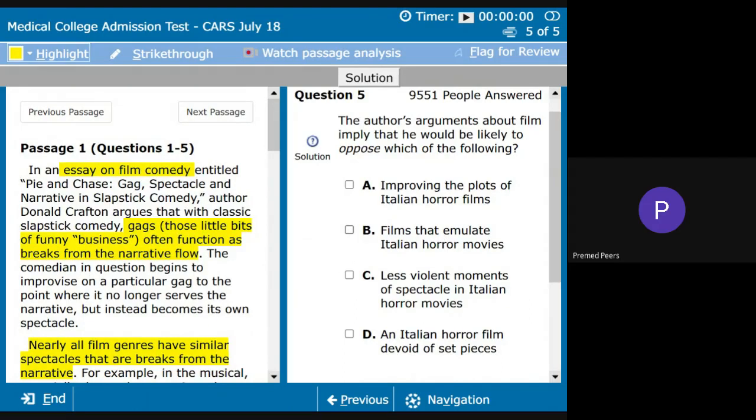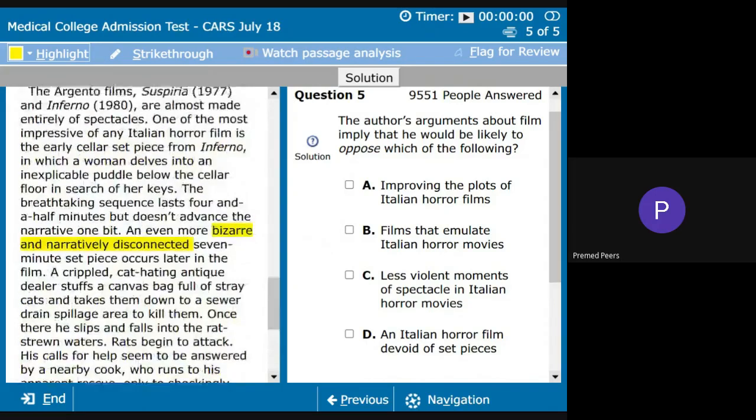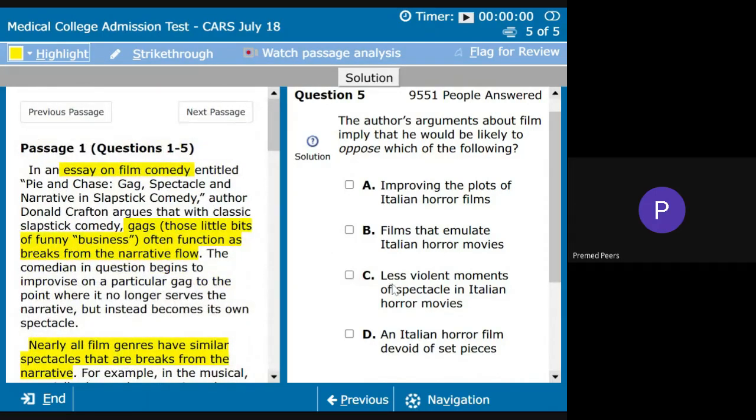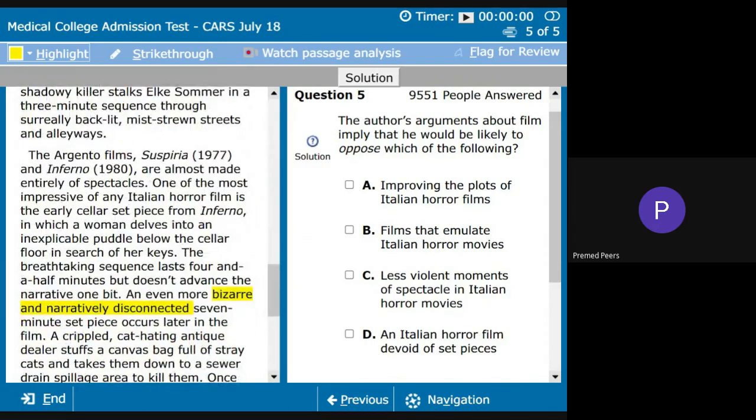B, would the author oppose films that emulate Italian horror movies? Again, I think no, because nowhere does the author mention what they think next level film should be like. So that's another answer choice you can cross out. For C, would the author oppose less violent moments of spectacle in Italian horror movies? Looking at the examples of spectacle, a lot of these are pretty violent or graphic. But nowhere does the author say that they feel the violence is characteristic of spectacle. They just describe that this is what a lot of good examples are. So this is not per se one of their opinions, and we can also cross out C.